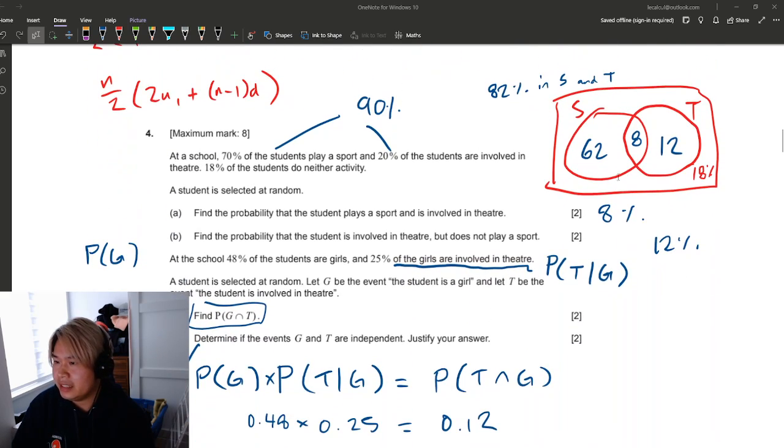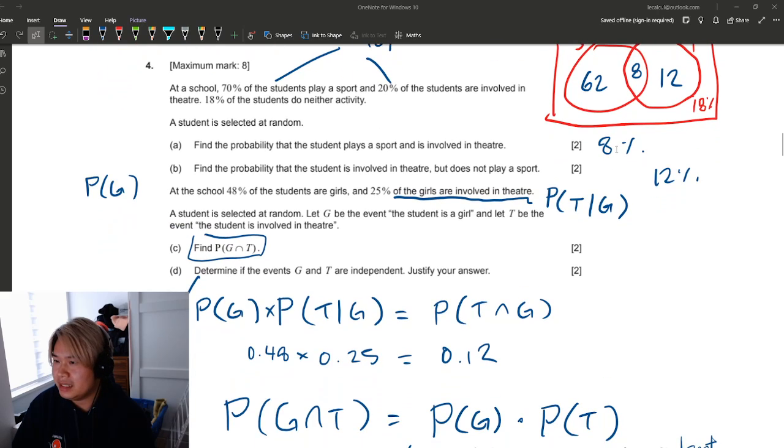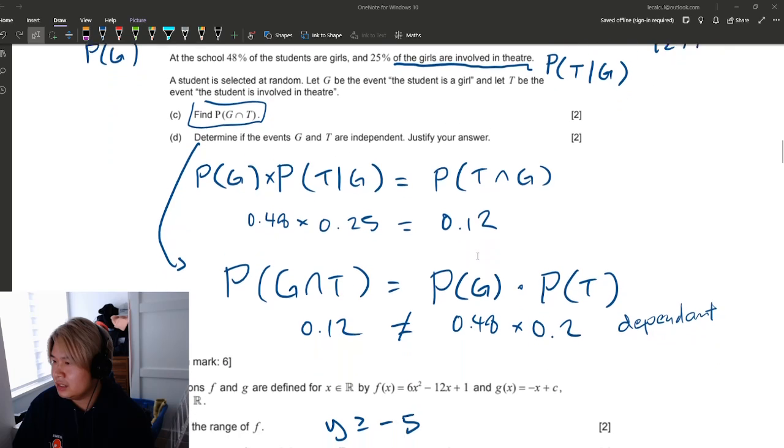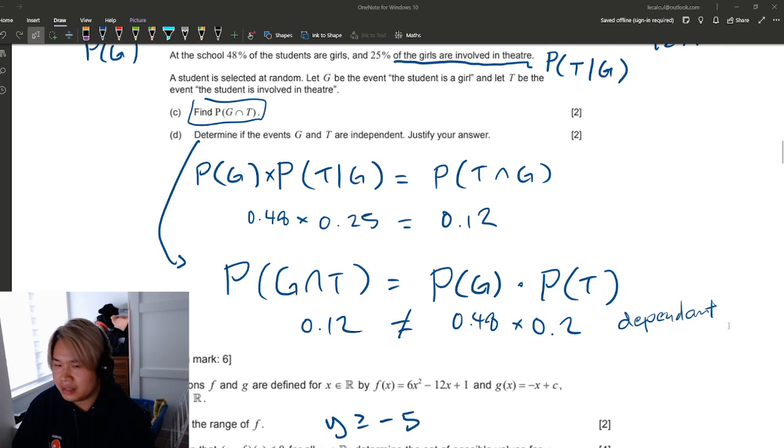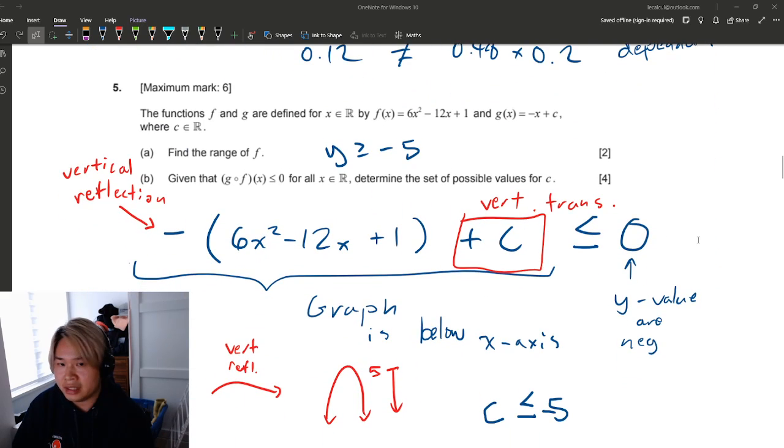Okay, Venn diagram. We got 8%. Yep. Part B, we got 12%. Yep. I looked at the answer key for this one. This was the weird conditional one. Justify your answer. Yeah, obviously these two are not the same thing. So it's not independent, so they're dependent. Yep. Okay, range. Yep.